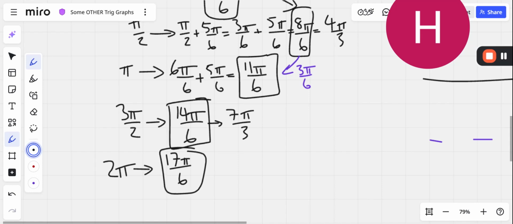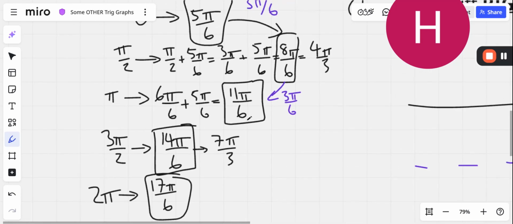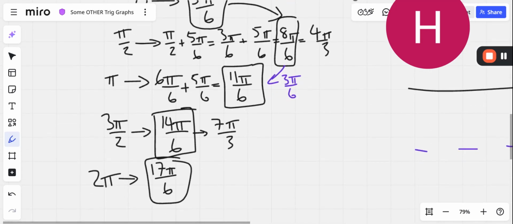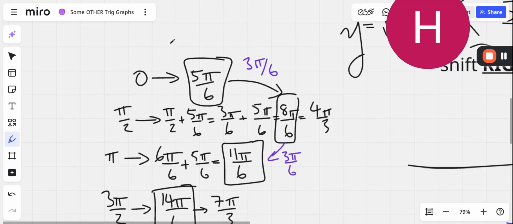So there are my quarter marks. Like I mentioned, I'm only going to graph one period. If you wanted to sketch 2 periods, you could continue going forward. You could even challenge yourself and try to go backwards 1 period. Go back 3 pi over 6 for your next marks, but that could get a little confusing.